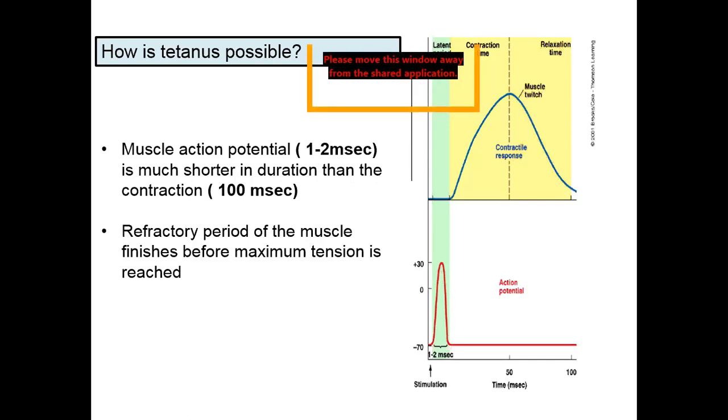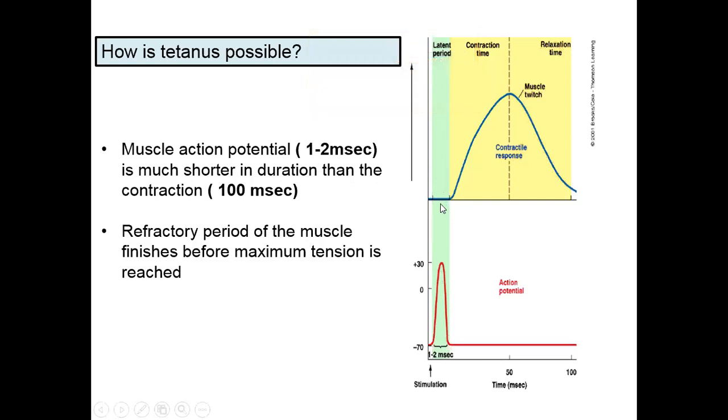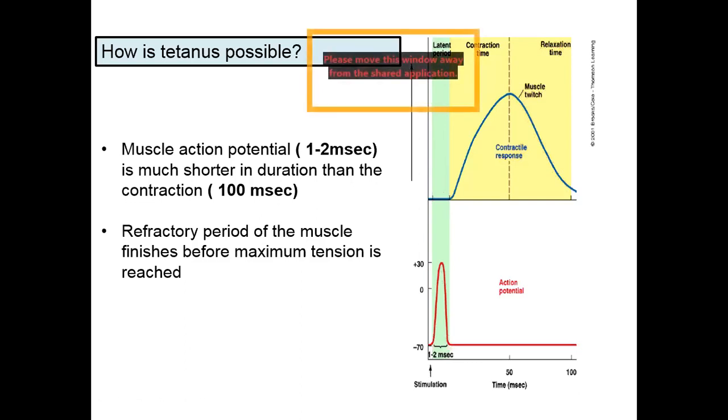No, because if you see the latent period and compare it with the muscle action potential, this is where you will have the muscle action potential, and if you correlate the mechanical response, it is the latent period during that time, and it is in the refractory period. So if I apply another stimulus, the membrane is not going to generate another action potential. If there is no new action potential generated, there is no contraction. So during the latent period, if I apply multiple stimuli, tetanus is not possible.